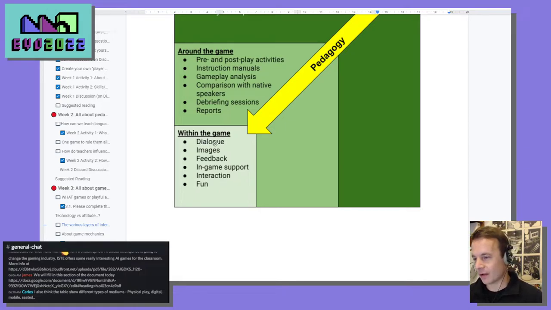And for example, the dialogue in a game, if you're playing something like Mass Effect or an interactive fiction game on itch.io, or even What's the Time, Mr. Wolf, is a form of dialogue, right? So there's dialogue in the game, there's images in the game, there will be feedback. You interact with it, something happens, you get some feedback, which, from a cognitivist approach, would be recasts or something like this. In-game support, interaction with the characters, and then finally, you're having some fun. So there are things happening in the game. The game itself is a source of language.